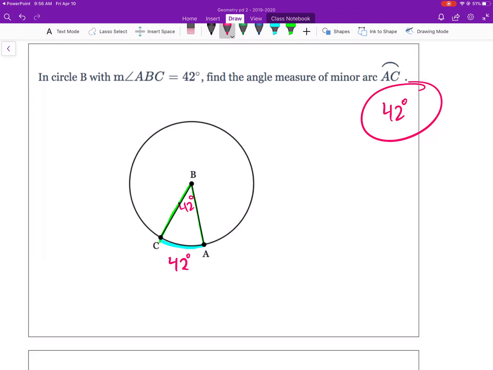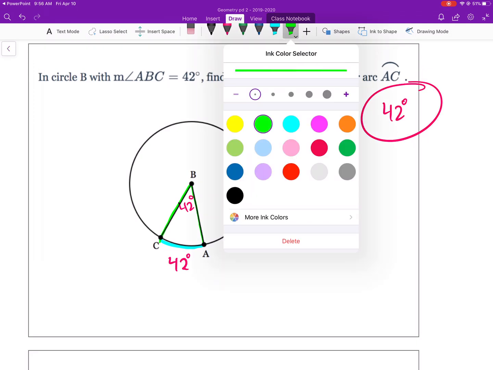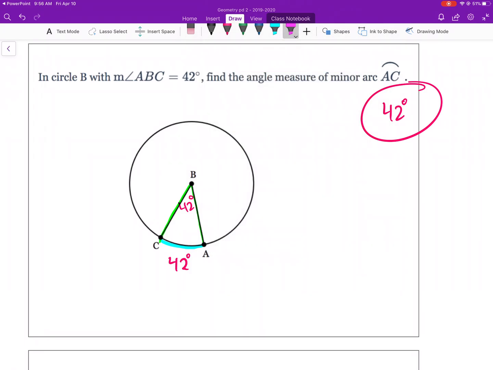We're done. Very straightforward. Also, keep in mind, they could have asked you for this arc here. They could have asked you for the arc all the way around. Think about how you would also find that. We didn't need to for this problem, but that's definitely something that could be coming in the future.